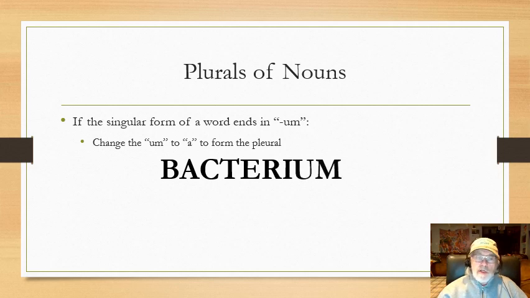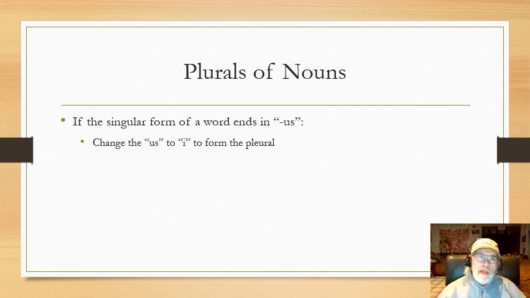Bacterium would be singular, okay? One single bacterium would be called bacterium. But if I have multiple bacterium, I end up with bacteria. So a big, large group of bacterium would be called bacteria. I've changed the um of the singular form to an a, which is basically the plural form. Bacterium to bacteria.